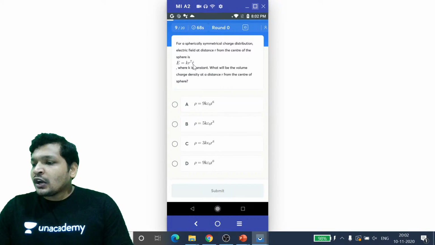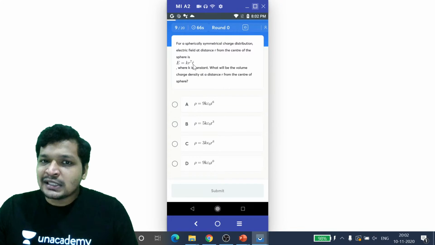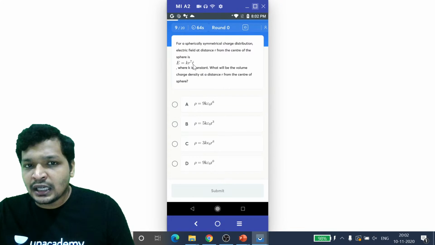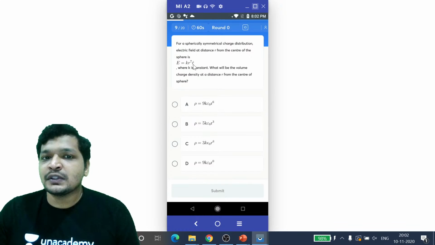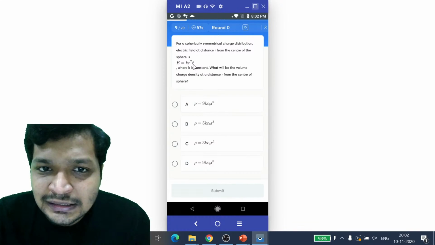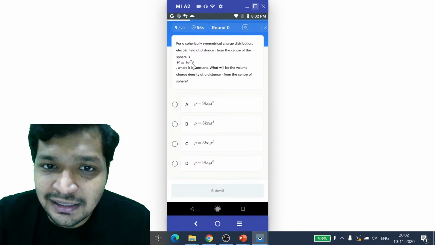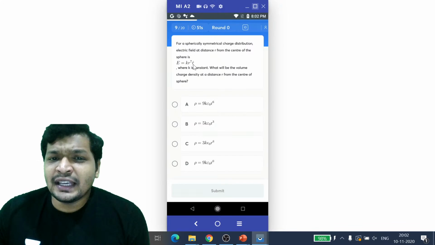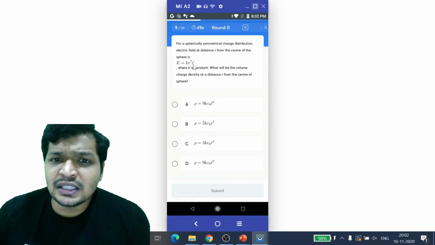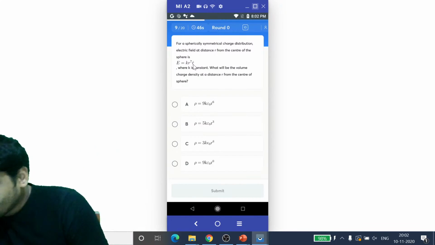So we are on to the next question. For a spherically symmetrical charge distribution, the electric field at a distance r from the center of the sphere is given to you as k r to the power 7 r cap, where r cap means radial direction and k is a constant. What will be the volume charge density at a distance r from the center?